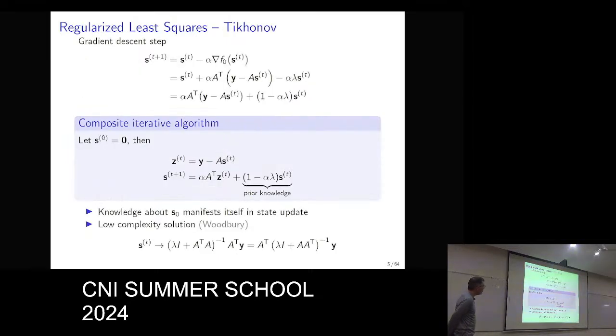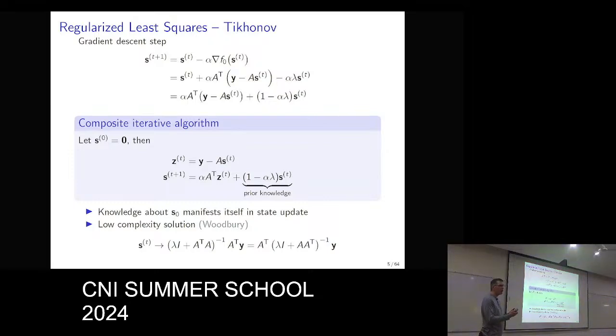And then you can rearrange this equation into this. This term comes from the top one. So you have this term over here, and then you combine the first and last term into this second summand. So if you start from 0, then you get these two steps as a composite iterative algorithm.